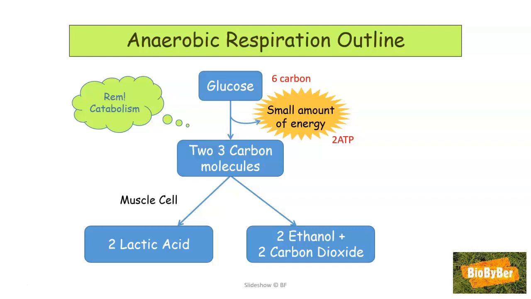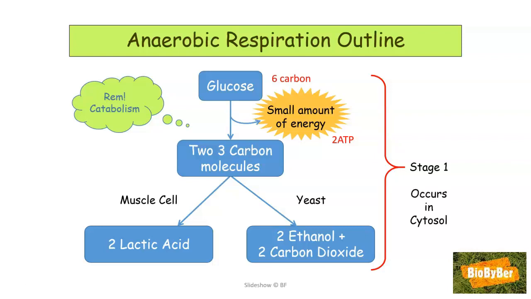If it is taking place in a muscle cell during intense exercise, then the 2 3-carbon molecules will be broken down to lactic acid. If it is taking place in a yeast cell during wine making or baking, then the 2 3-carbon molecules will be broken down to alcohol and carbon dioxide gas. So as we can see in summary, anaerobic respiration is a stage 1 process, and it takes place in the cytosol of the cell, which is the cytoplasm minus the organelles.